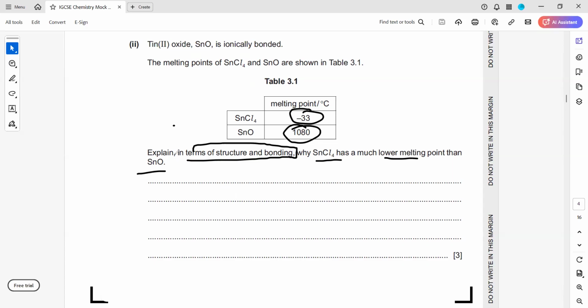Don't say the structure is weaker, because when you say the structure is weaker, it means the substance can break down easily. It's not that the substance breaks down, it's that the substance changes physically. So you have to state intermolecular forces rather than saying in terms of structure. Both of these points are correct. Don't say covalent bonds are weaker. That is wrong. Covalent bonds are also strong.